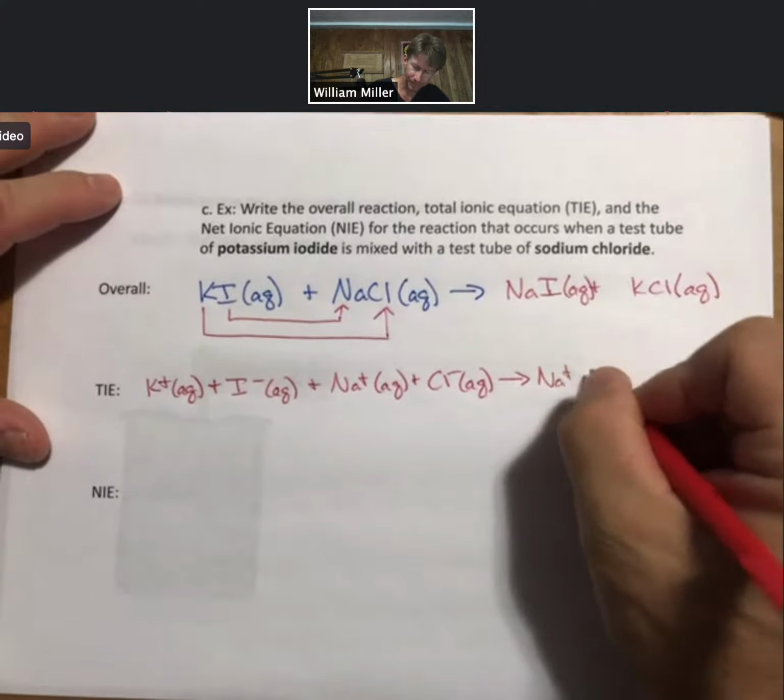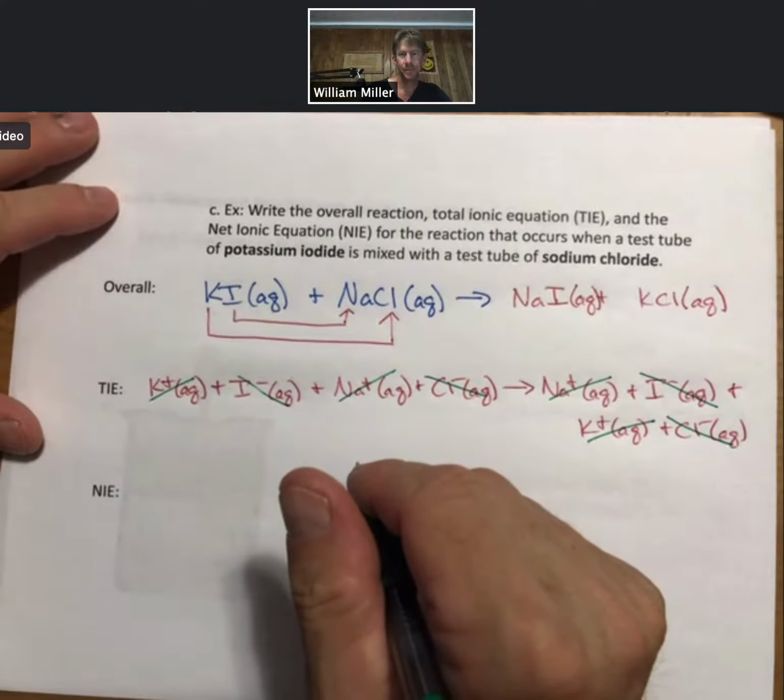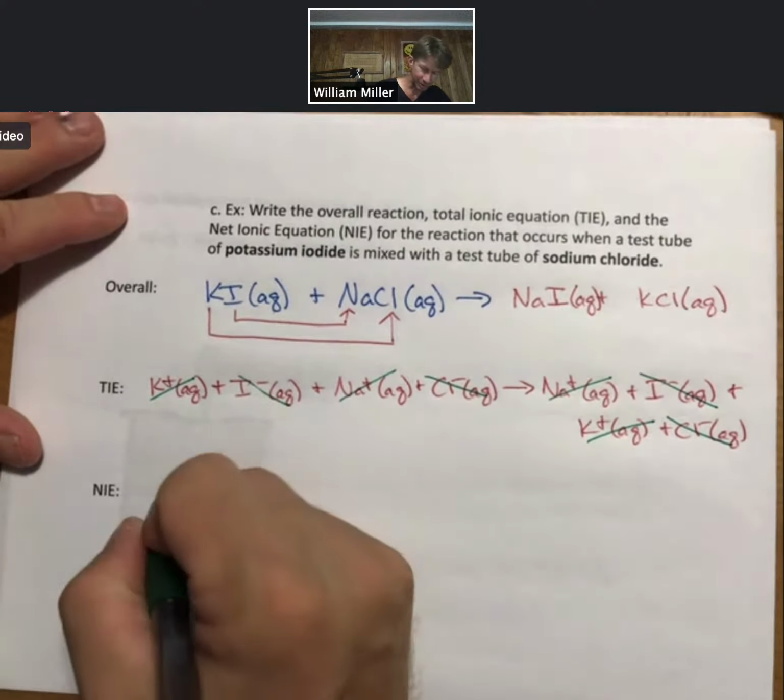And when we do our spectator ions for NIE, we cross things out. Cross out K plus. Na plus, also a spectator. Exactly the same formula and charge on each side. Same thing for iodide. Same thing for chloride. There's nothing left. No reaction.